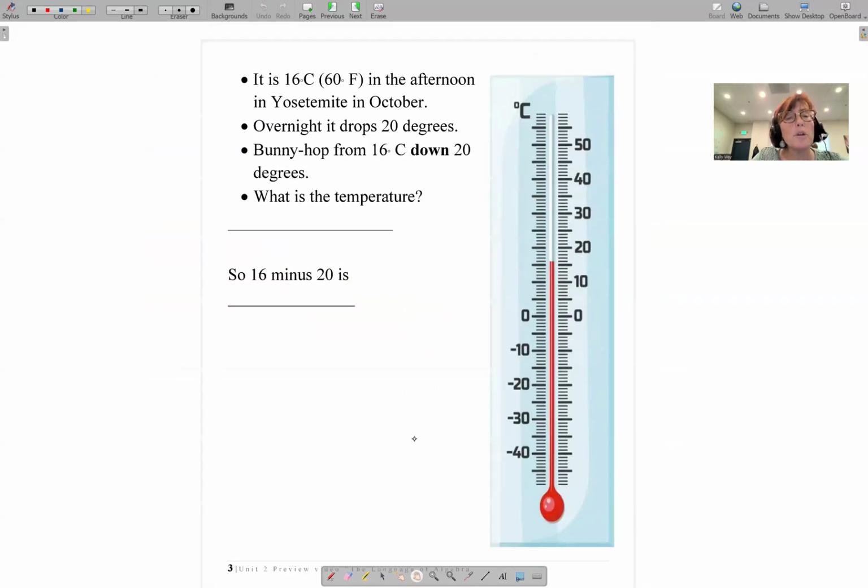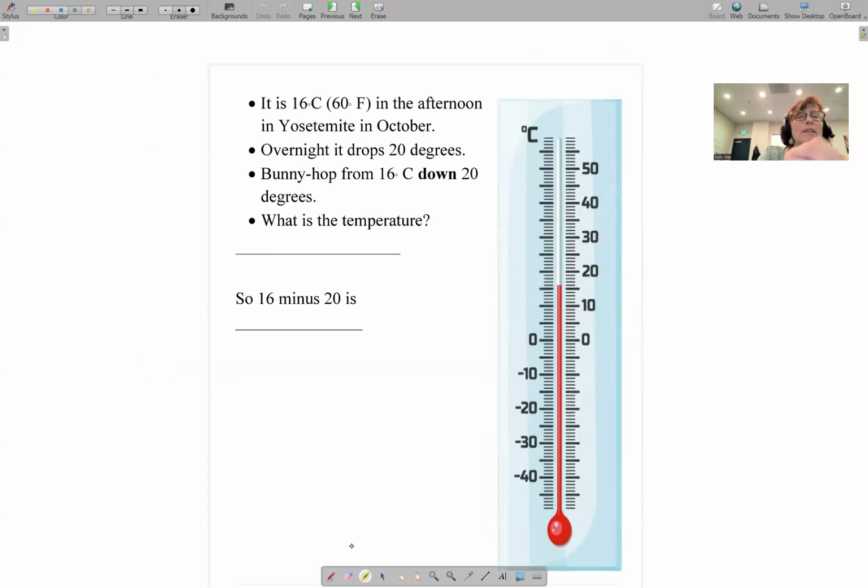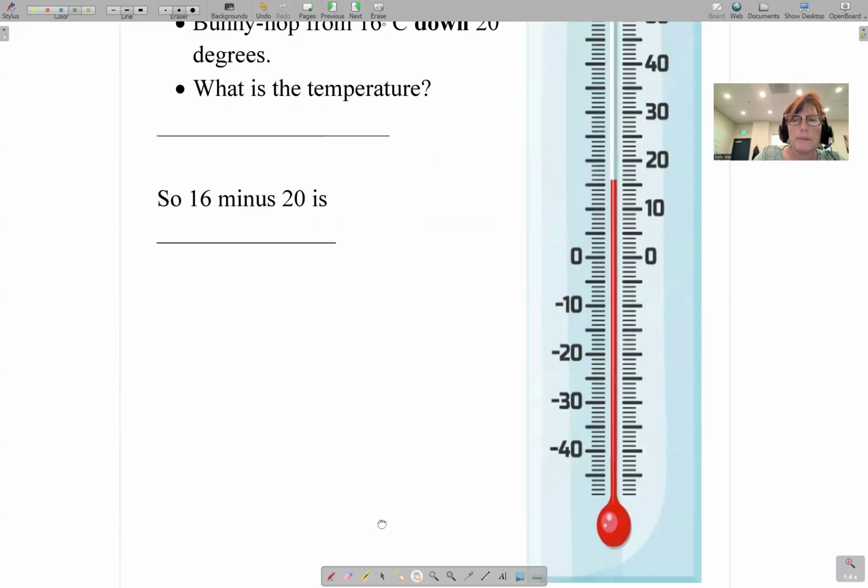So it's 16 degrees Celsius in the afternoon in Yosemite, October. Notice I added the Fahrenheit. Fahrenheit is the measurement of temperature we typically use in the United States, although Celsius makes a lot more sense. It's base 10, so I'm going to use Celsius throughout, 16 degrees Celsius. Overnight, it drops. That means it goes down 20 degrees. So we're going to bunny hop from 16 down 20 degrees.